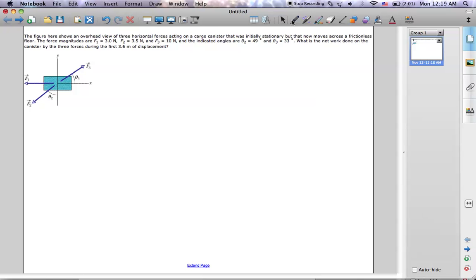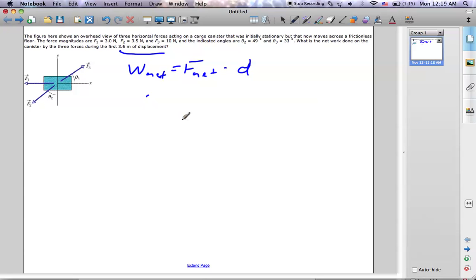So what we're basically doing here is, the hard part is finding the net work, the net force. Since we know the displacement, we know that net work equals net force times displacement, and we know displacement is 3.6. So finding the net force is the tricky part.